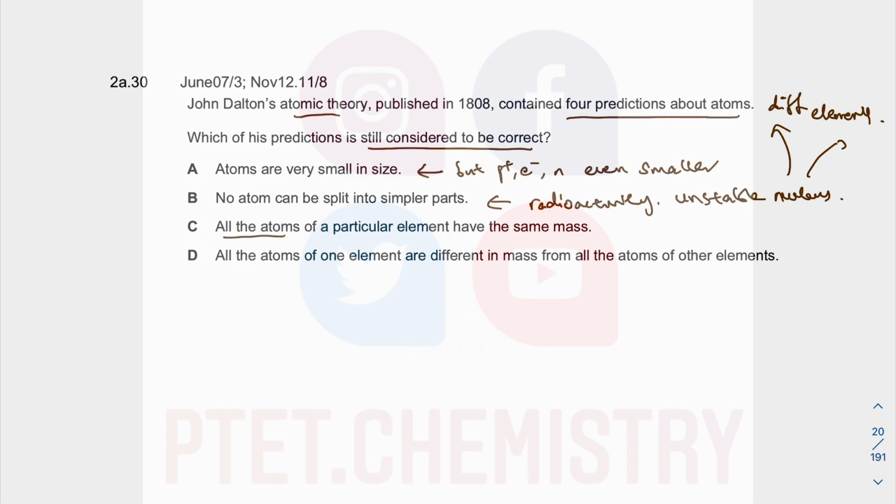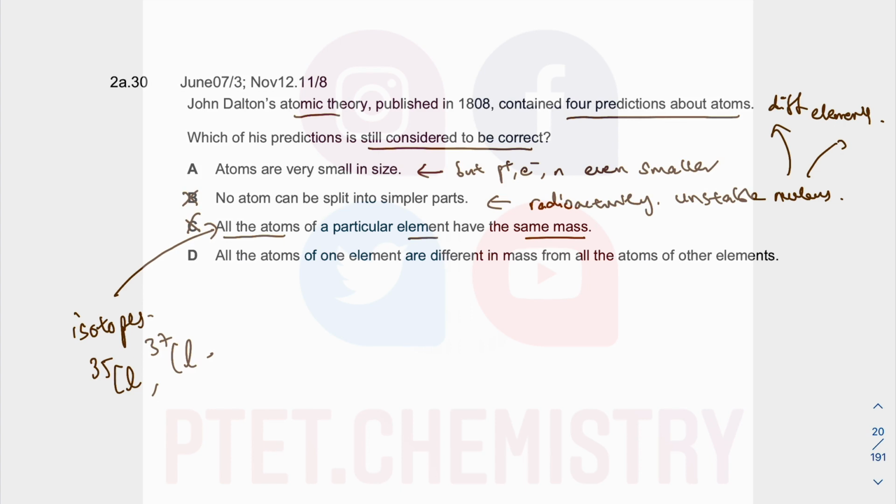All the atoms of a particular element have the same mass. Well, you can think about isotopes, and you can think about chlorine-35, chlorine-37. Your case study, 3:1 ratio. These are atoms of chlorine. They do not have the same mass. Alright, so C is definitely wrong. B is definitely wrong.